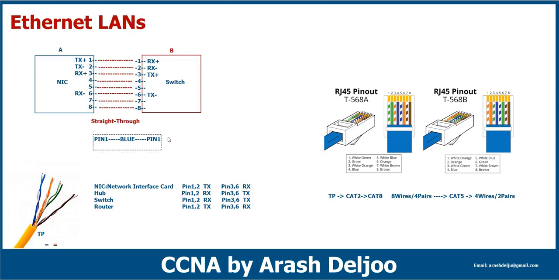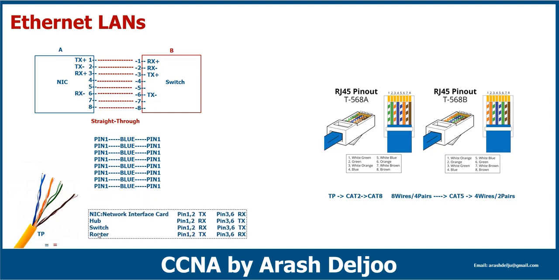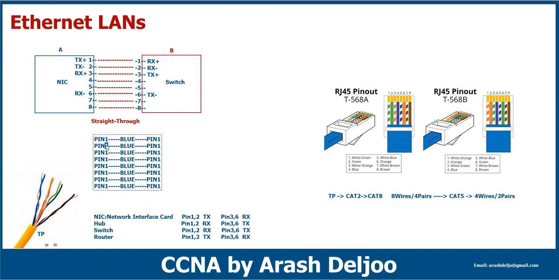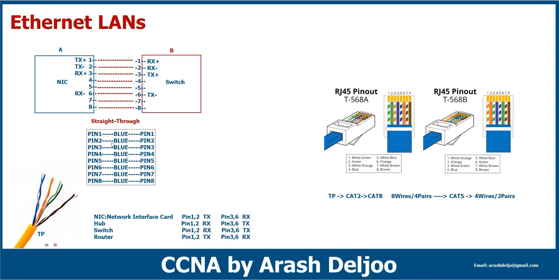Look at here, 2. This is 2, 3, 4, 5, 6, 7, and 8. Let me show you here. For example, pin 2, pin 3, and pin 4, 5, 6, 7, 8 should connect directly to pin 2, 3, 4, 5, 6, 7, and 8. But how? It's easy. You need to use one of these colors and connect pin 1 in each side to that color.